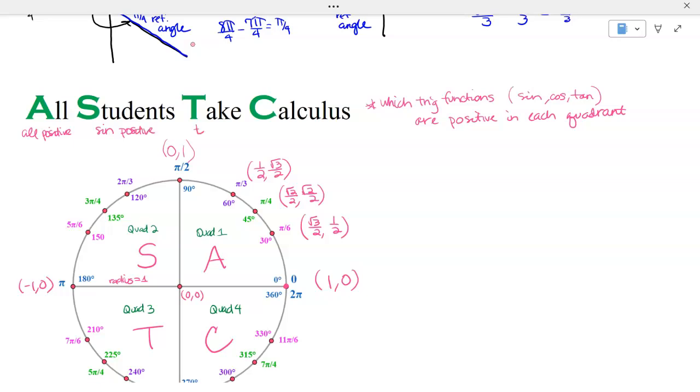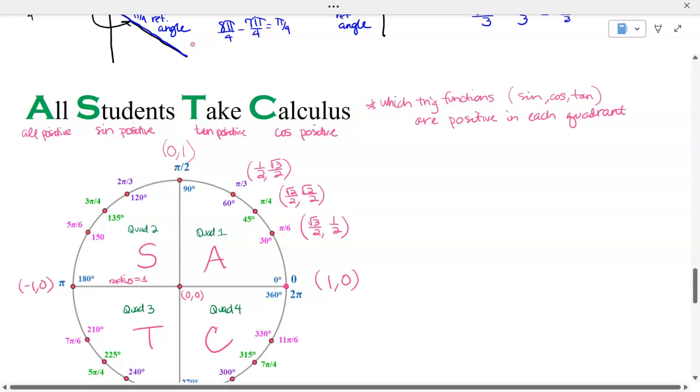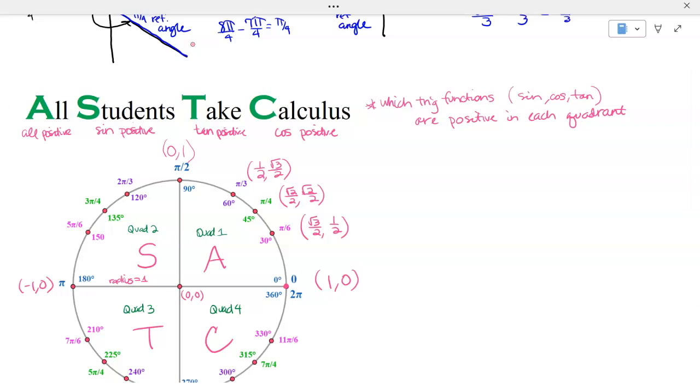The T tells us that the tangent is positive, and the C tells us that the cosine is positive. Now, before you ask, I do want you to know, if you know in the second quadrant that only the sine is positive, we also know that the reciprocal function, the cosecant, is also going to be positive.